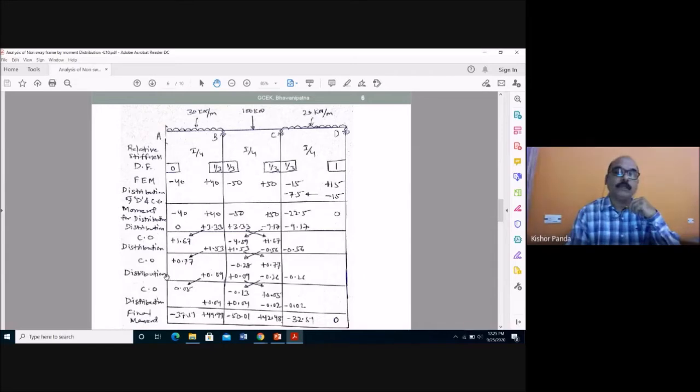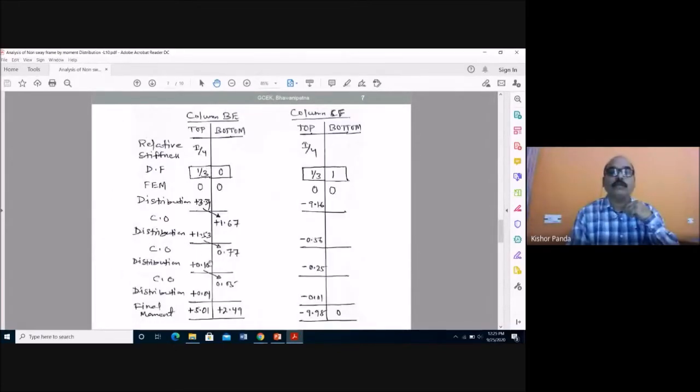Then again, you have to go for the distribution of the moment. So here you see 0.77 into 0, so here 0. And here what is the net moment at joint B? Minus 0.28. And on this side there is no moment, so the net moment is only minus 0.28. And this moment will be distributed to BA, BC and BE. So here you multiply it by 1 by 3 and put in the opposite sign. This multiplied by 1 by 3, opposite sign. And in the vertical member also, minus 0.28 into 1 by 3, and put in the opposite sign.